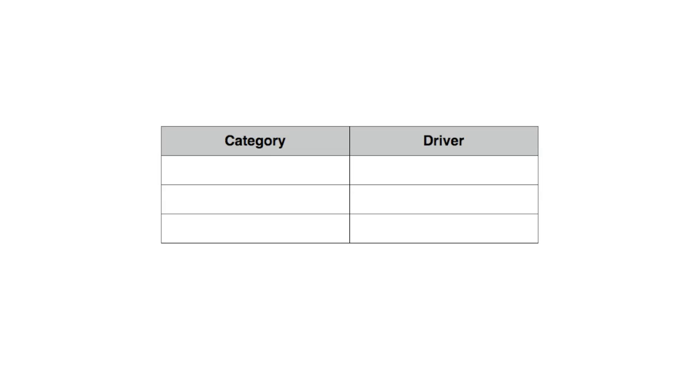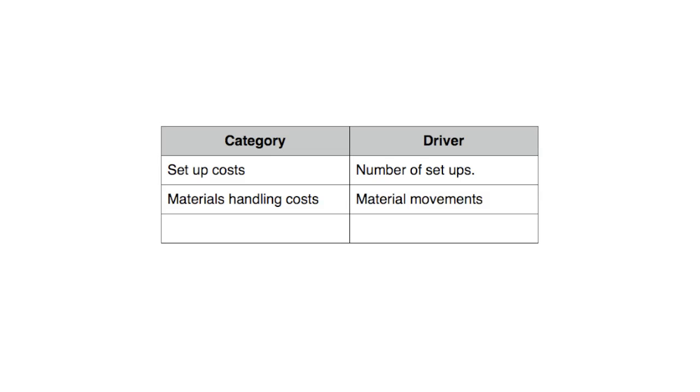So the first cost category that we have is setup costs. Well, let's identify the driver. Pretty straightforward. It's going to be the number of setups. Second category, material handling costs. Again, fairly simple to identify the driver. Material movements will be the cost driver behind that. The next category is inspection costs, and the driver behind inspection costs will be the number of inspections.